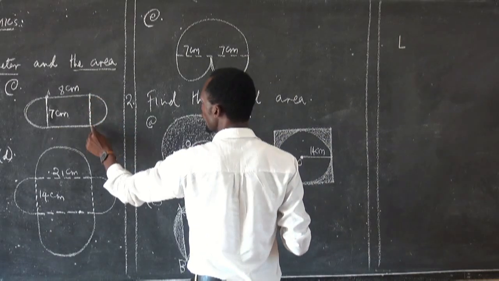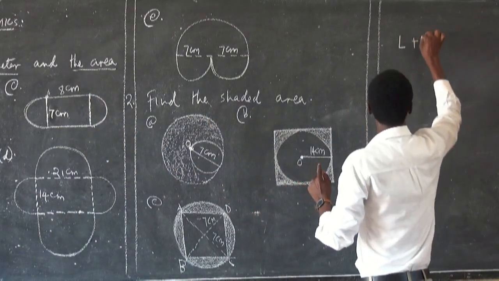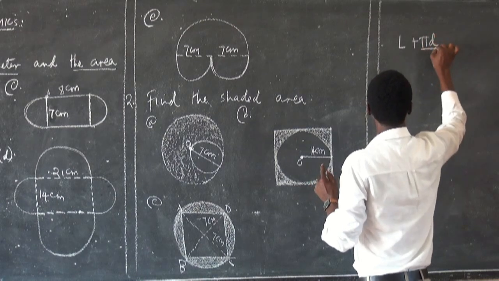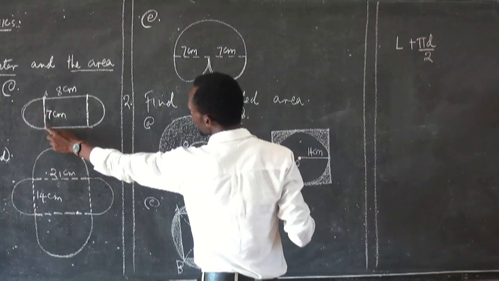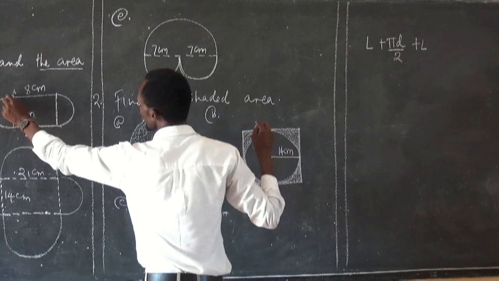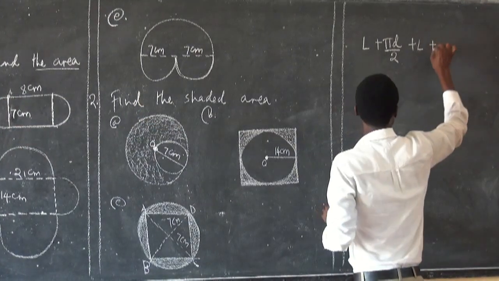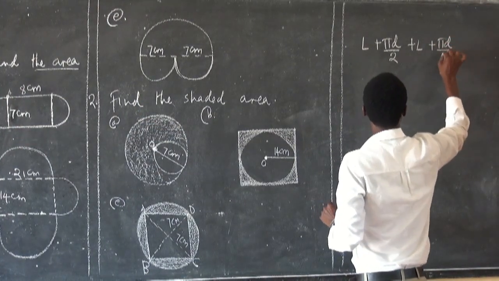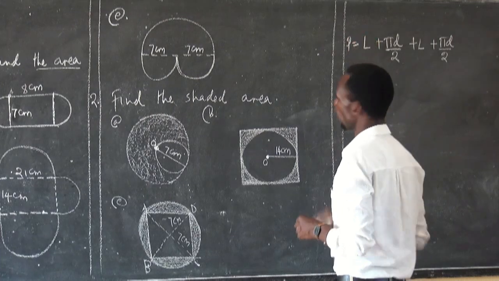Now, from here up to here, that is called length. Then from here up to here, that is a semicircle, that is pi d over 2. Then from here up to here, that is the other length. Then from here up to here, that is the other semicircle, pi d over 2. Then this is the formula.